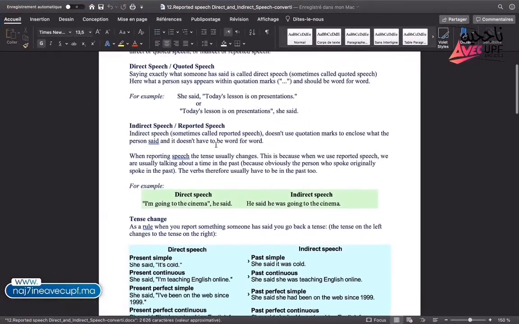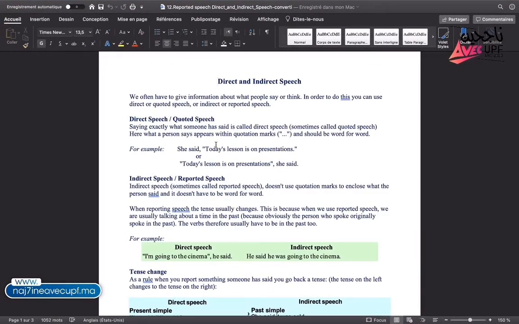In reported speech there is direct and indirect speech. We often have to give information about what people say or think. In order to do this, you can use direct or quoted speech. Saying exactly what someone said is called direct speech. For example: she said, Today's lesson is on presentations. Or: Today's lesson is on presentations, she said.